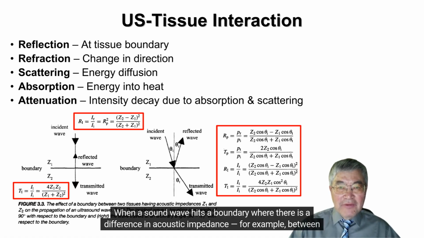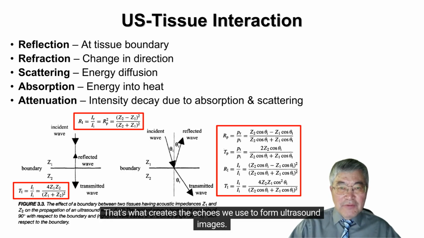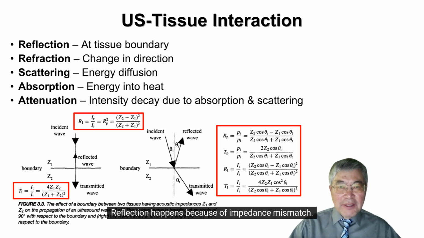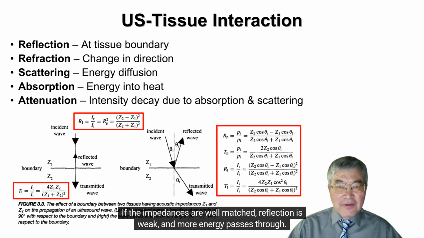When a sound wave hits a boundary where there is a difference in acoustic impedance, for example between air and tissue or between bone and tissue, some of the energy is reflected. That's what creates the echoes we use to form ultrasound images. Reflection happens because of impedance mismatch. If the impedance difference is large, reflection is strong. If the impedances are well matched, reflection is weak and more energy passes through.